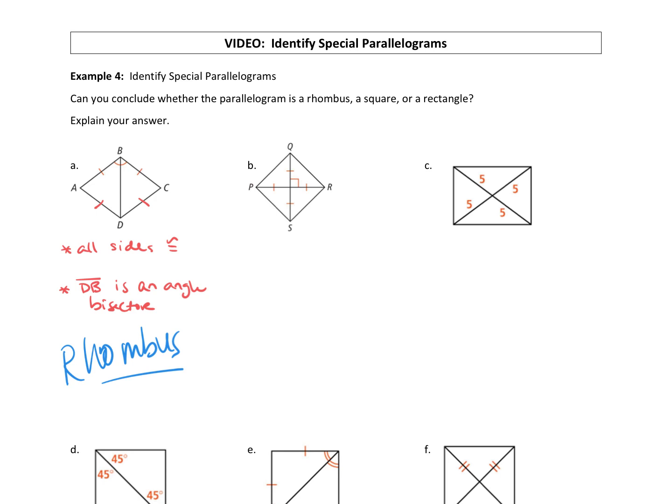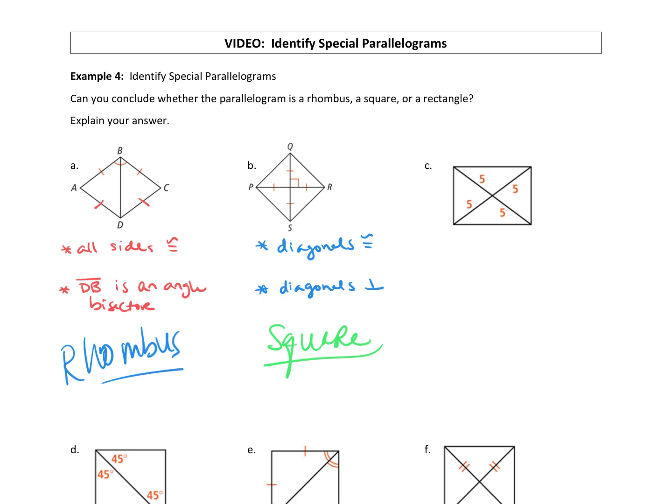All right, part B, what do we know? We know that the diagonals are congruent. See how PR is made up of two congruent segments, and QS is made up of the same two congruent segments. So the diagonals are congruent. When your diagonals are congruent, this is either a square or a rectangle. What else do we know? We also know that the diagonals are perpendicular. When you have perpendicular diagonals and they are congruent, this is going to be a square.